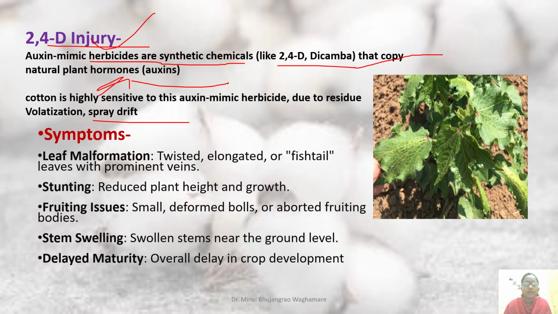In this, leaf malformation appears, that is twisted, elongated and strap-like leaves with prominent veins, reducing the plant height and growth. We also see small, reduced, deformed bolls formed, and swollen stem near the ground level. There is an overall delay in crop development and delay in maturity, which leads to yield losses.